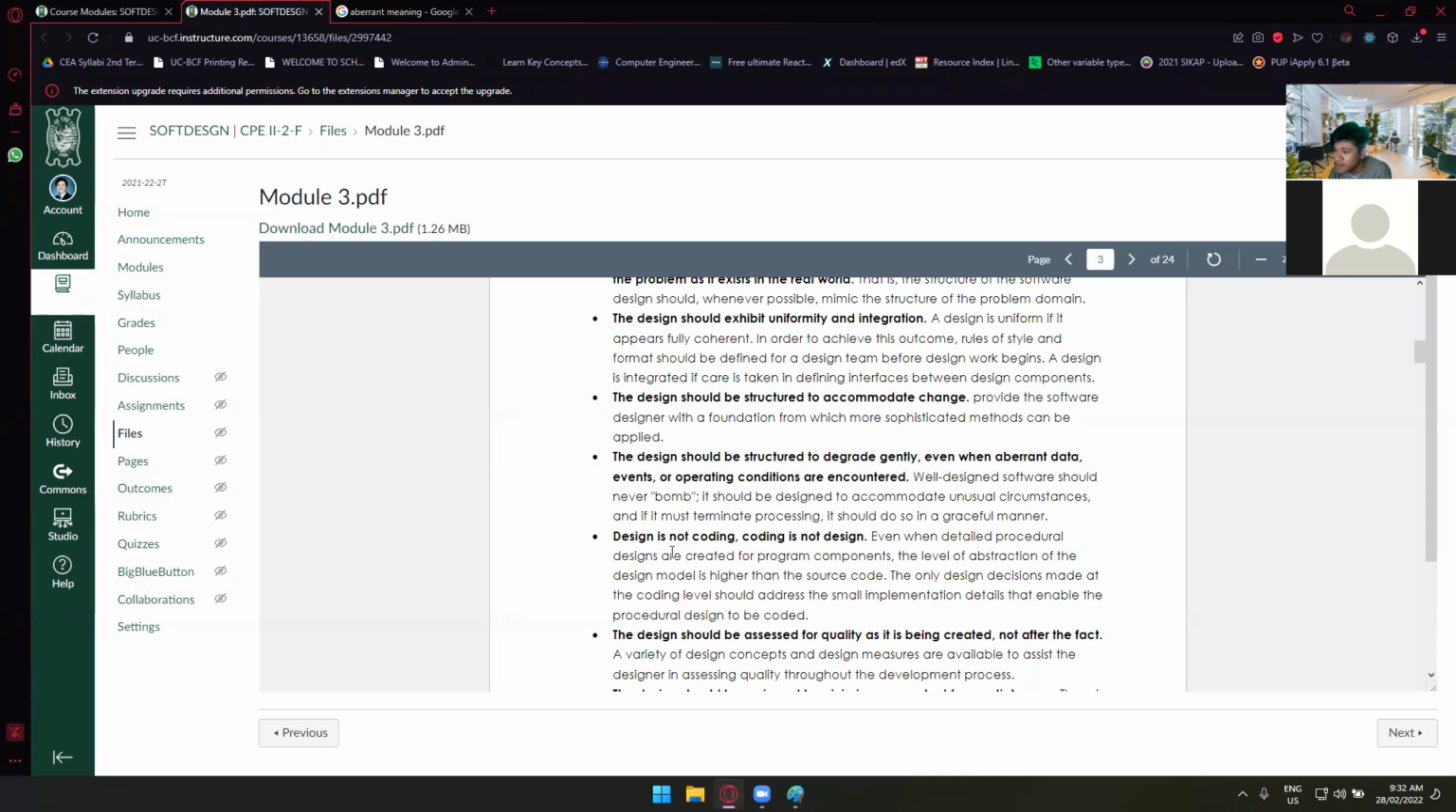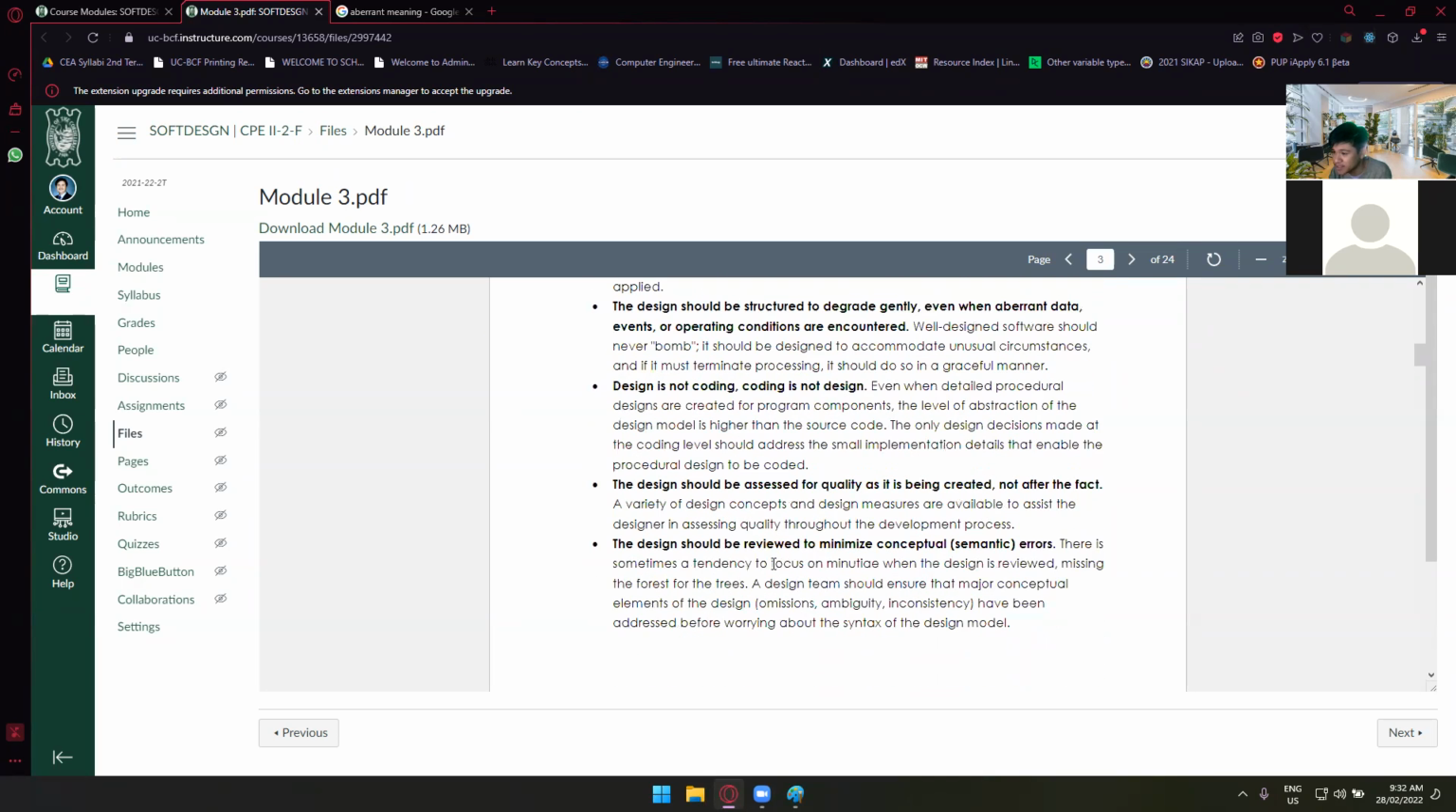Okay. And design is not coding at the same time, or vice versa. Coding is not design. So coding is just part of the design. That is the best way to describe this one. And then design should be assessed for quality as it is being created, not after the fact.